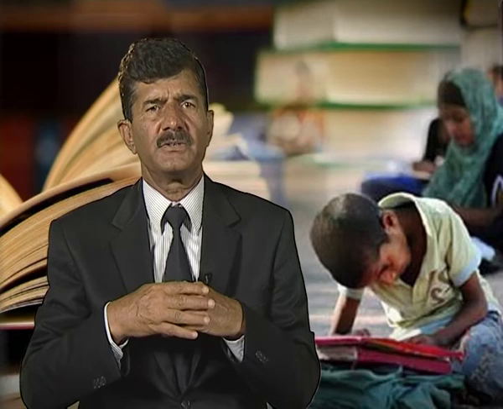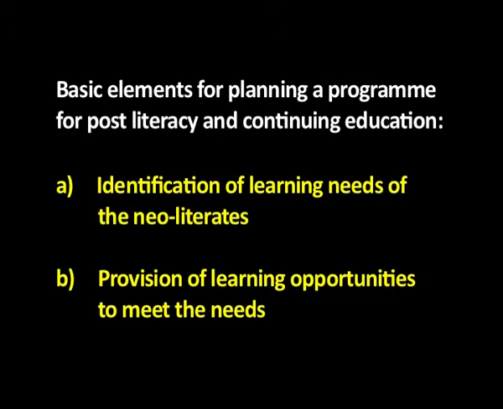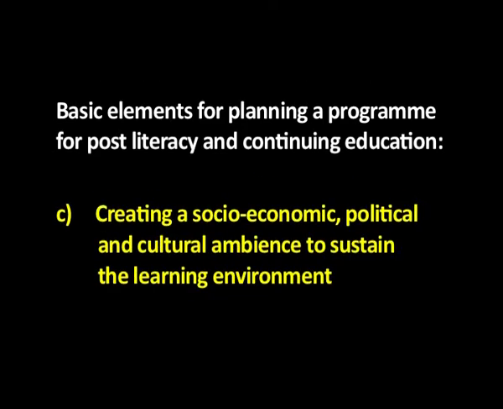Each TLC or total literacy campaign is to be followed by a 2-year post-literacy program to be implemented in a mission mode. National Literacy Mission emphasized that 3 basic elements be kept in mind while planning a program for post-literacy and continuing education. These are identification of learning needs of the neoliterates, provision of learning opportunities to meet the needs, and creating a socio-economic, political and cultural ambience to sustain the learning environment.